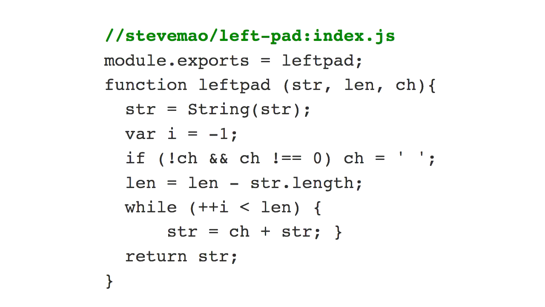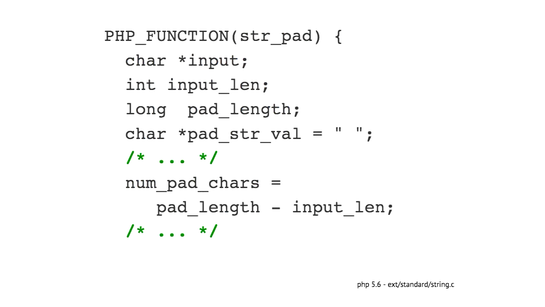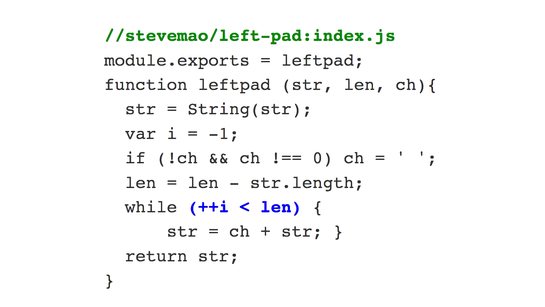infamous 11 lines. This is a function that will left pad a string. We work out if we're given a character to pad, or if we're not given a character to pad, we have space. We work out how many characters we want to pad based on how many is left in the length of the string when we want to run this. And then for as many characters as we need, we add the character there.